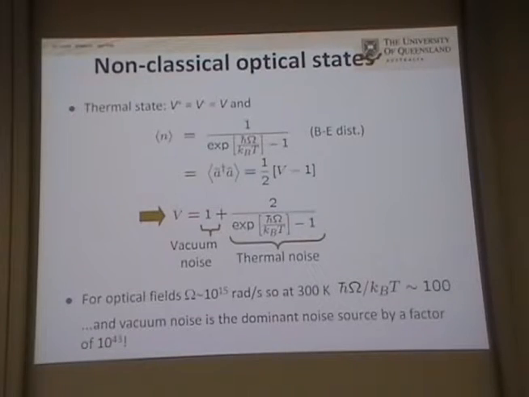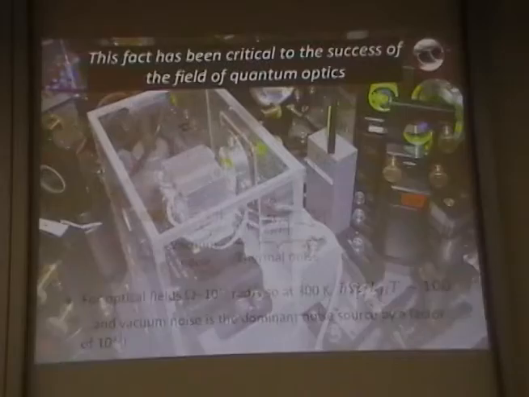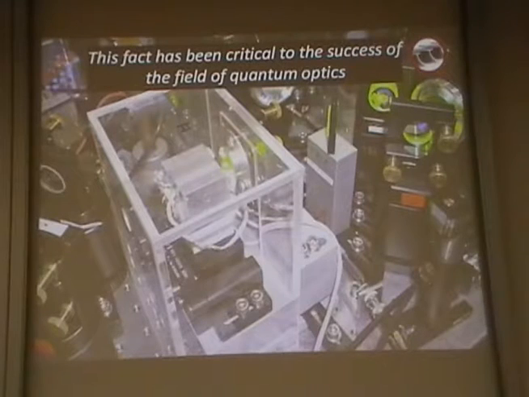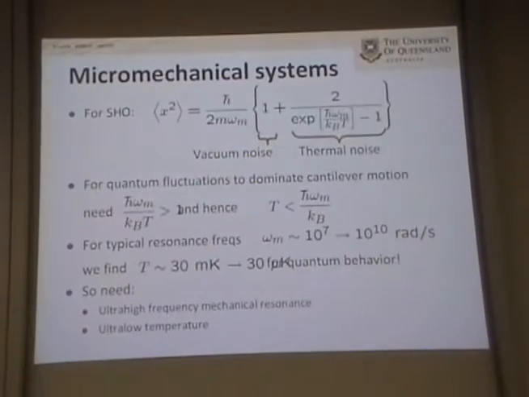So that is really a key point, and it's been critical for the success of the field of quantum optics. We haven't had to worry about noise. We get it for free. We're just immediately vacuum noise limited, shot noise limited. And then if we do anything nonlinear, we produce some quantum state, some non-classical state.